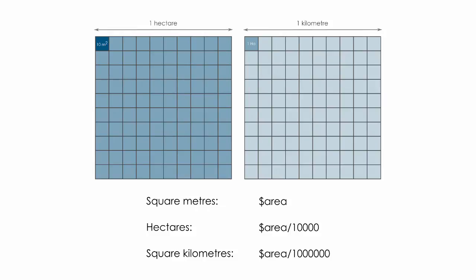For calculating areas in different measurements, you can use the following expressions. For square meters, just use the $sign area. Square kilometers would be $sign area divided by 1,000,000, and hectares is $sign area divided by 10,000, as we've just seen.